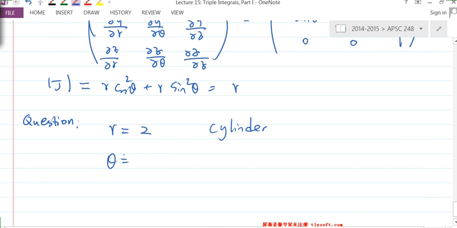How about theta equal to 45 degrees, for example? What does that represent in 3D? It's a plane. To be more precise, where is theta? This is theta here, right? 45 degrees. What kind of plane would you draw? Can I draw the plane?